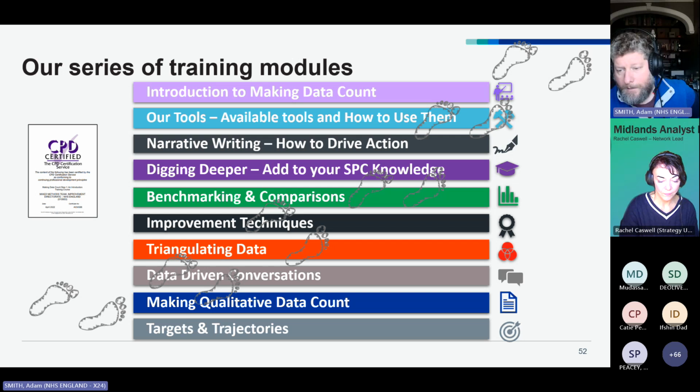Oh, and they're all CPD accredited. So if that's important in your roles, you'll get a point for each one. We're also hoping to make the analyst training CPD accredited once we've written the slides.